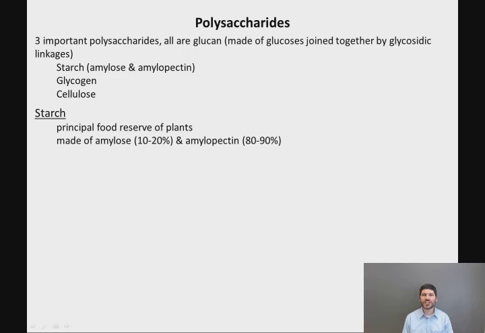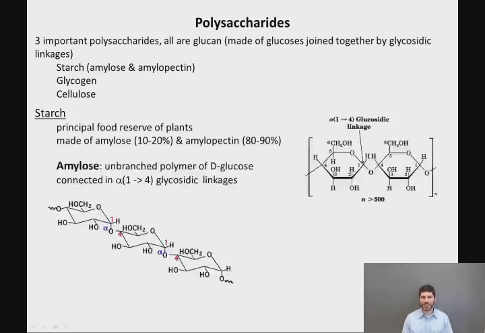Starting with starch, starch is the principal food reserve of plants. Plants take their glucoses, and if they don't need them all, they store them as starch. Starch is made of 10 to 20% amylose and 80 to 90% amylopectin. So let's first look at what amylose is. Amylose is an unbranched polymer of D-glucose connected in alpha-1,4 glycosidic linkages.